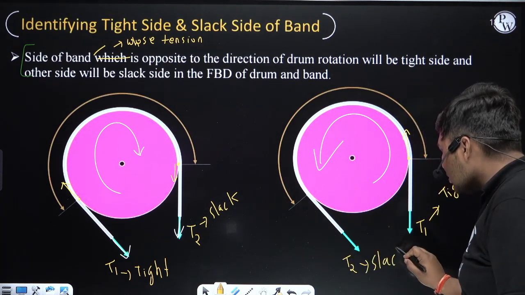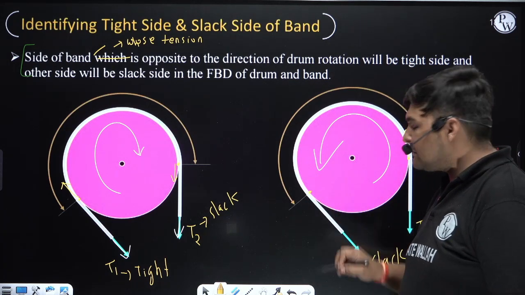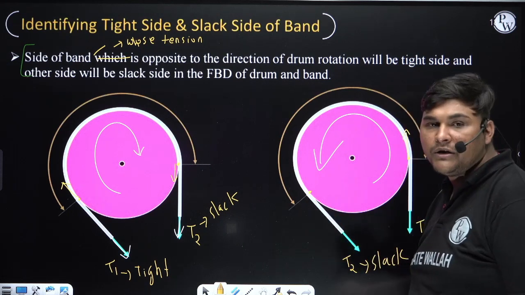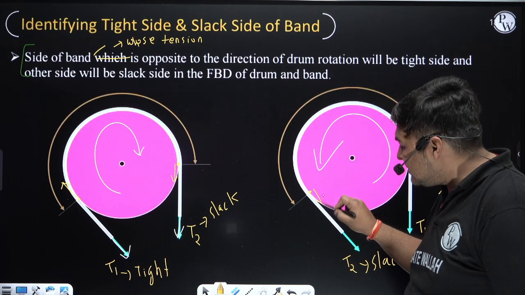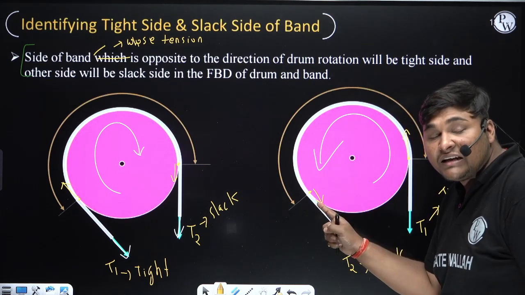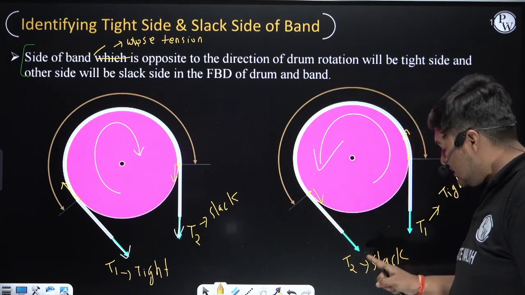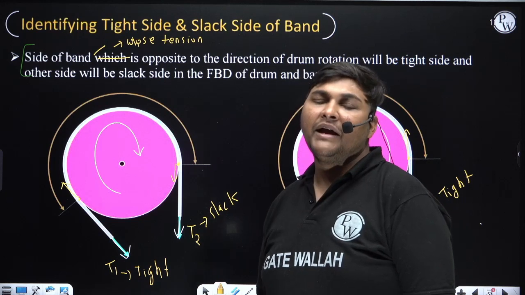Okay, and you can also check this side. This side of the band is attached with the drum at this location. Now we need to find the direction of velocity of this point. The drum is rotating anti-clockwise, so the direction of velocity of this point will be this. Now the direction of tension and velocity is the same, and since the direction is the same, it is the slack side.